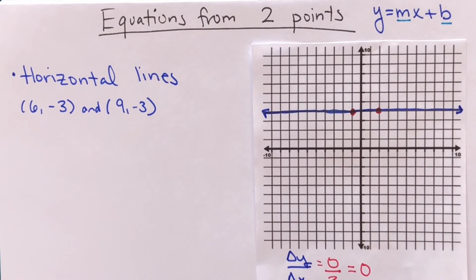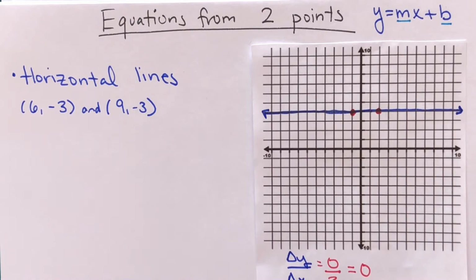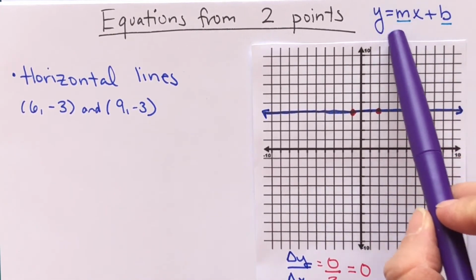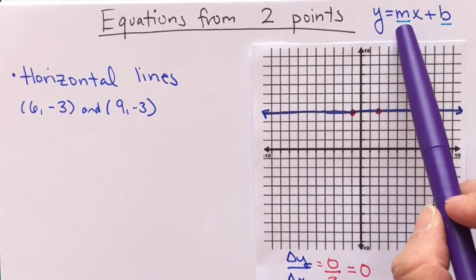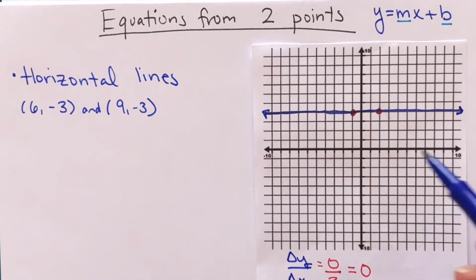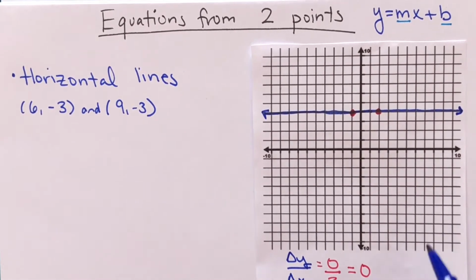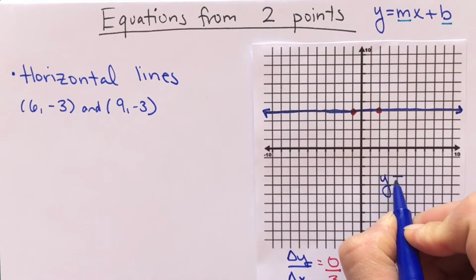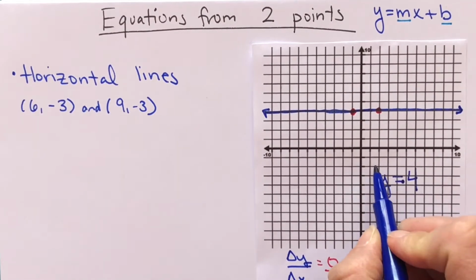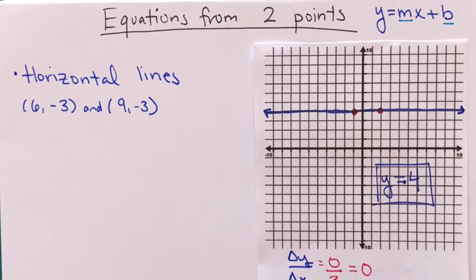So if we think about filling that into our equation of y equals mx plus b, if the slope is 0, then 0 times any x would always be 0, meaning in this line there is no x term, but we do have a y-intercept. And in this case, the y-intercept is 4. So that would leave us with y equals 0x, which is 0, plus 4, or just y equals 4.